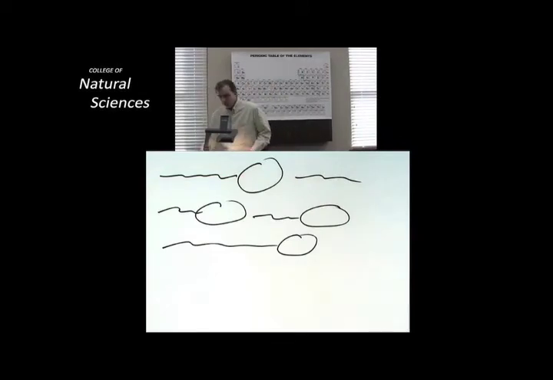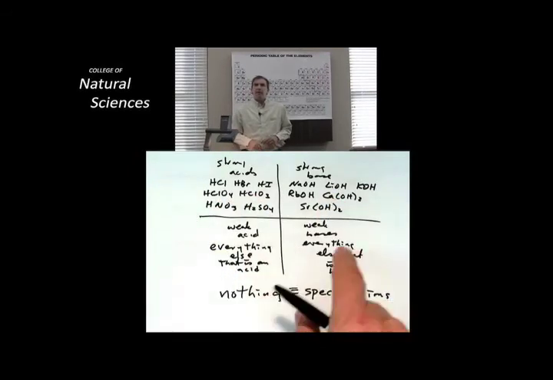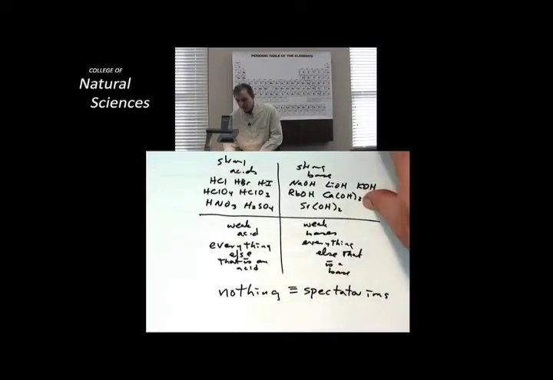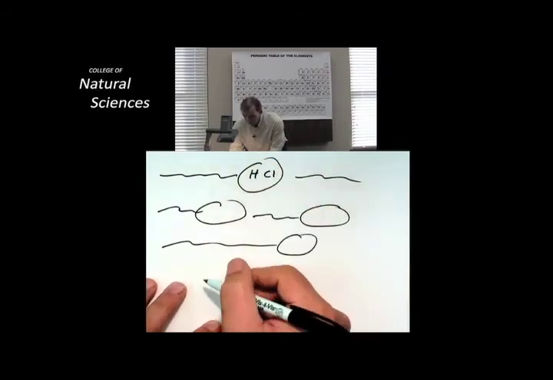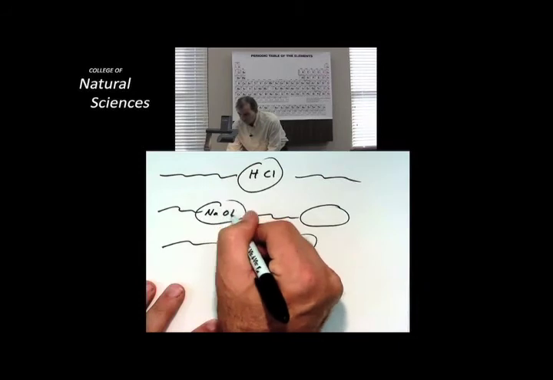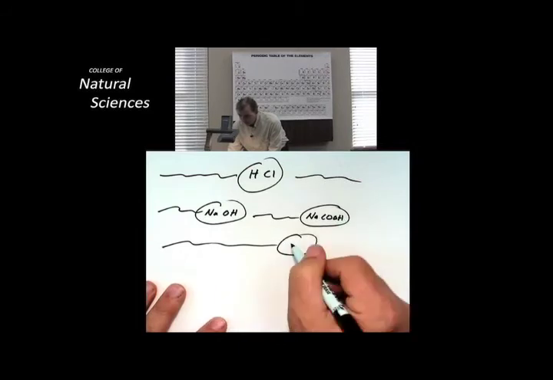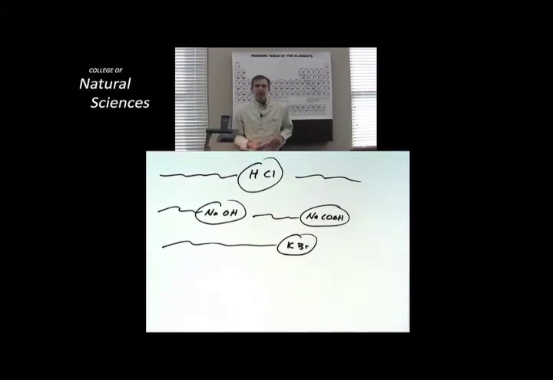Which means that in addition to knowing what's strong and what's weak, you have to identify that stuff which does nothing at all. And you do that because if you've got something like HCl, and you've got something like NaOH, and you've got something like NaCOOH, and you've got something like KBr, and they've all been thrown into water, and you need to talk about the pH of that solution, don't you think it would be a great thing if you knew the spectator so that you could say, chloride is a spectator. It does nothing.